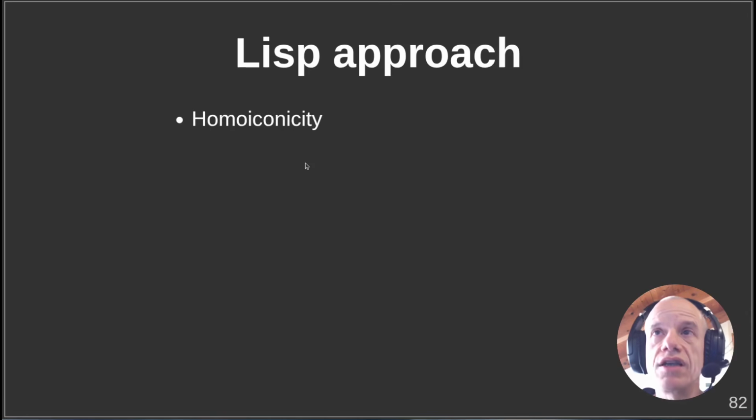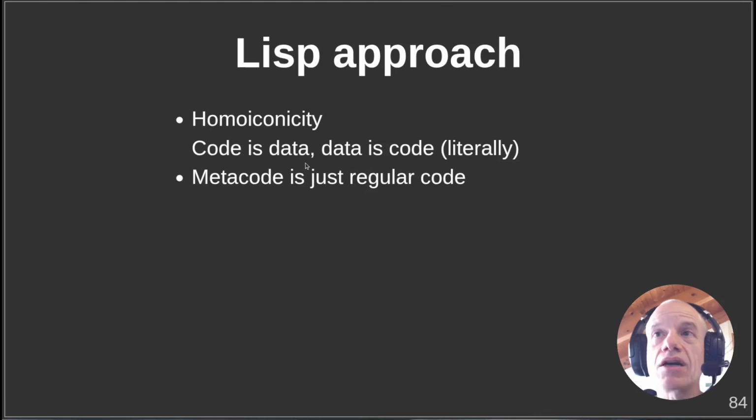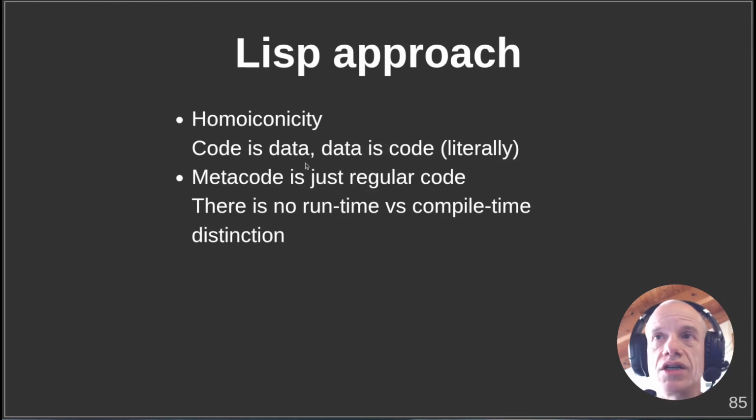So the first thing is homogeneity. That means that the Lisp source code is a Lisp data structure, and code is data, and data is code. This is the thing. It's not a view. It's just what it is. And meta code is just regular code. So you have just this function, and there is no runtime and compile time distinction.